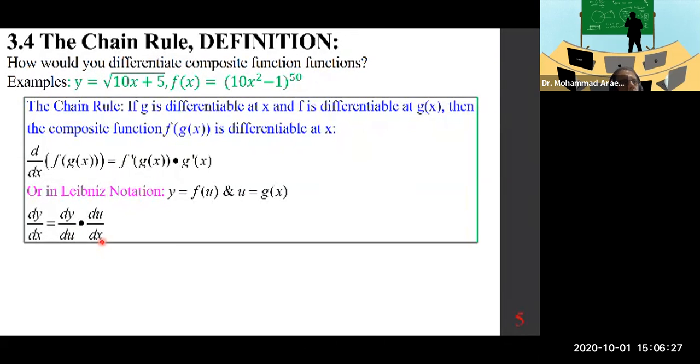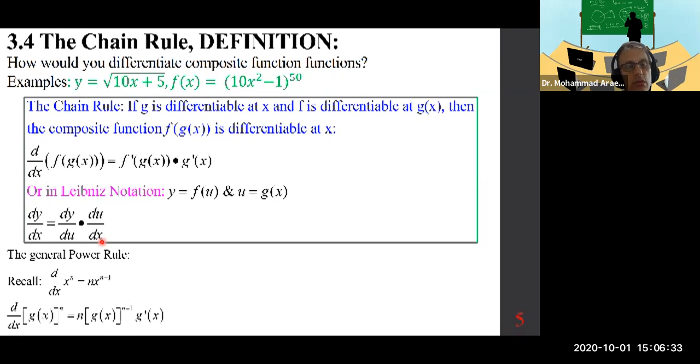Again, we look at a couple of examples to make some sense out of this. Therefore, we have this idea of a power rule. I want to discuss that. Everybody remembers the derivative of x to the power of n is n x to the power of n minus 1. Now, instead of x, let's change it to a function g of x. So the first portion is the same, n x to the power of n minus 1. This one is n times g of x to the power of n minus 1.